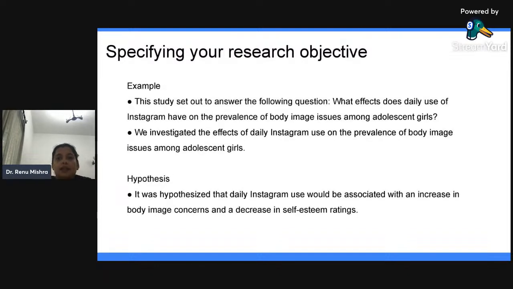Then comes your research objective. It's very important that your research objective is clearly stipulated, meaning there should be no confusion. Please avoid writing too many research objectives. I've seen papers with 5, 7, 8 research objectives. There is no point in writing so many research objectives and too many hypotheses.